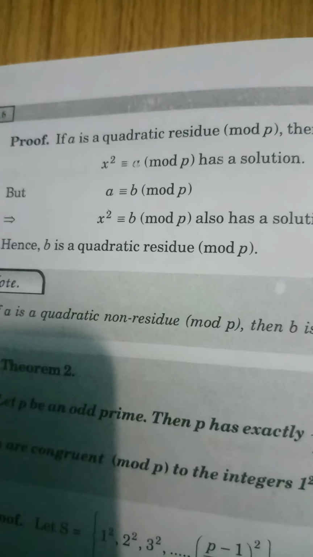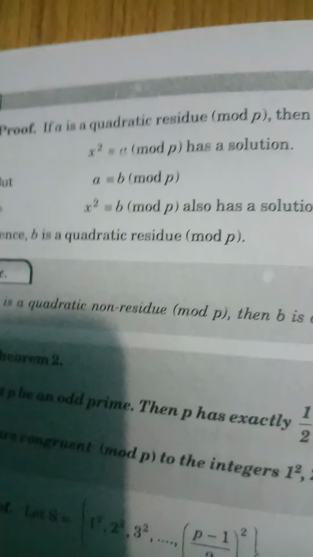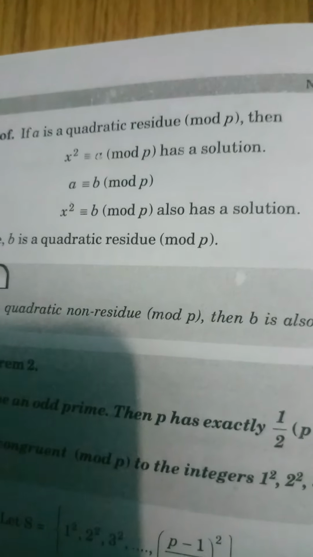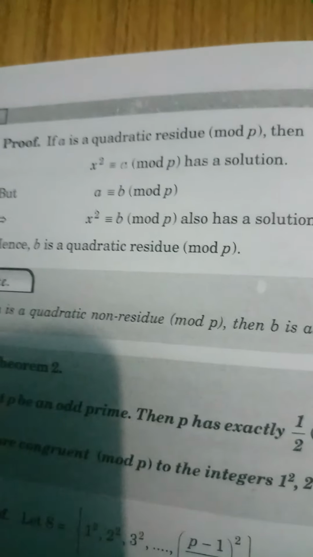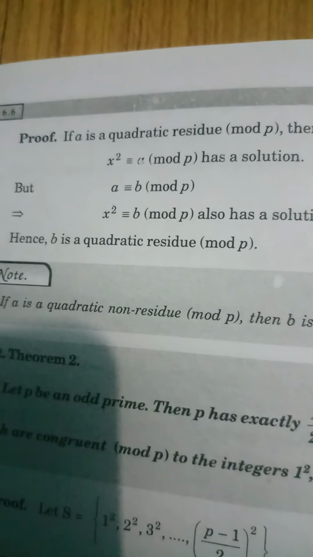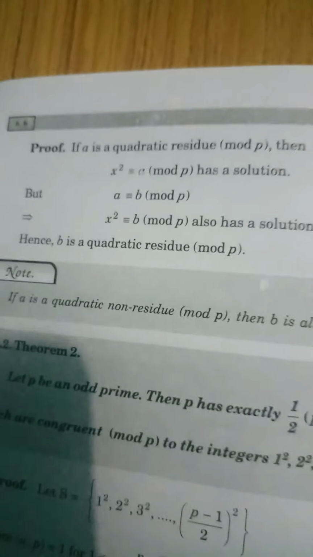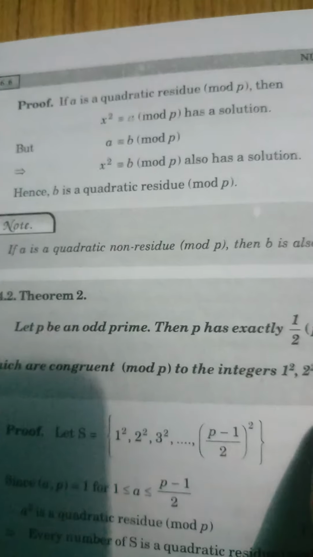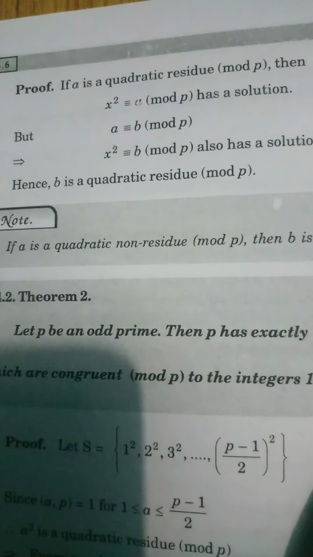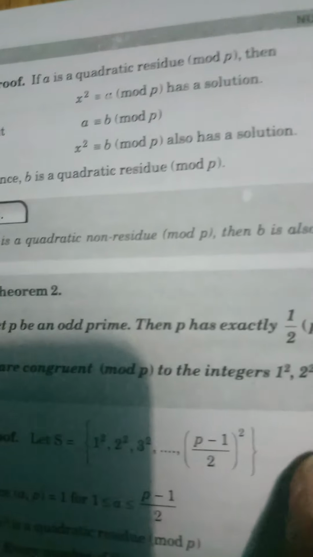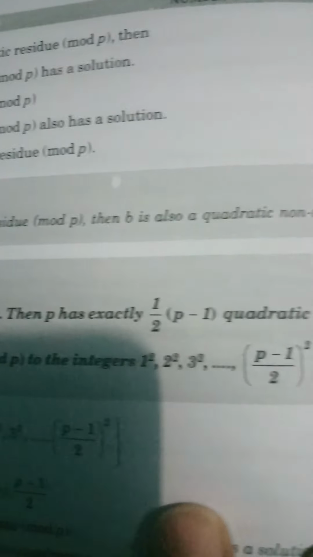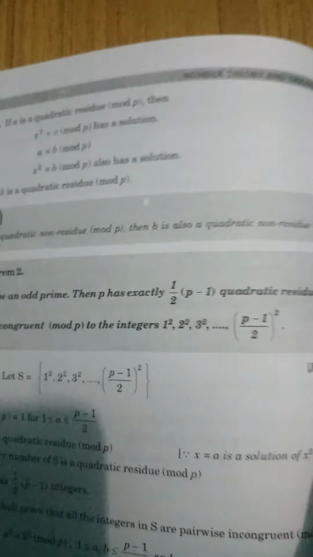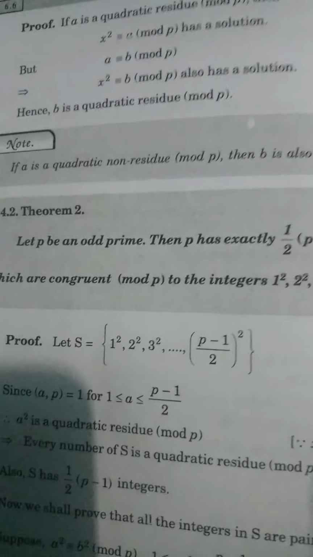तो implies x square, reflexive property, congruent to B mod P also has a solution. Hence B is a quadratic residue mod P, ठीक. नोट है, if A is a quadratic non-residue mod P, then B is also a quadratic non-residue mod P. non-residue mod P है तो B भी non-residue mod P हो.